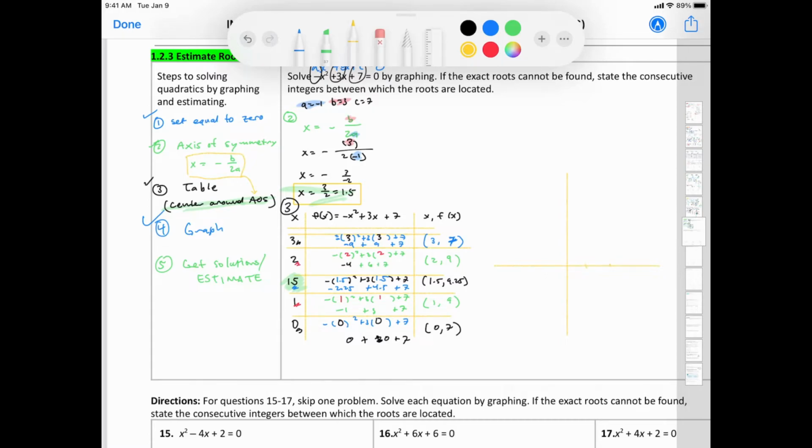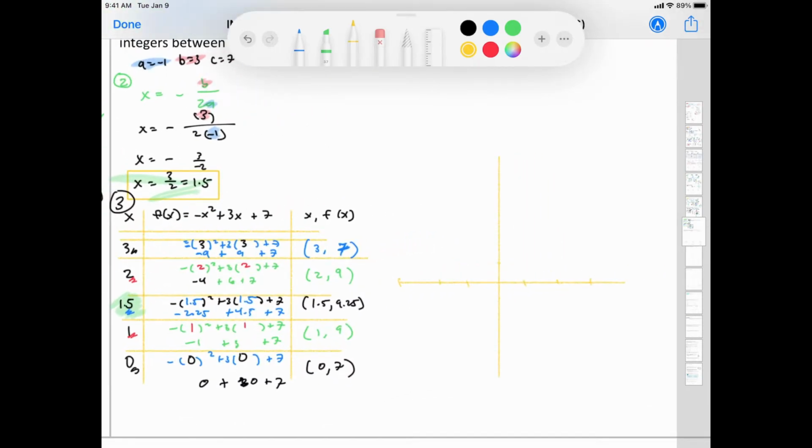Okay, 1, 2, 3. 1, 2, 3. 1, 2, 3, 4, 5, 6, 7, 8, 9. I cannot draw straight lines. Boom, thank you. Okay, that is 9, and that's a 1. Let's go ahead and graph that.